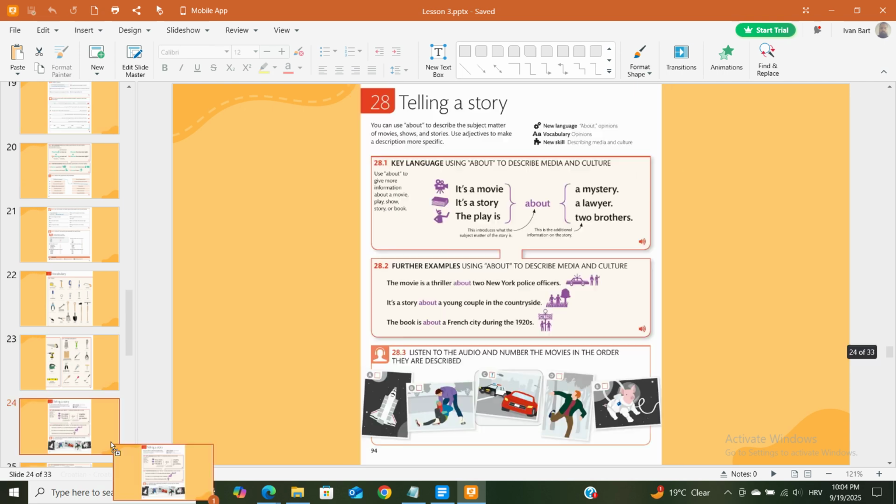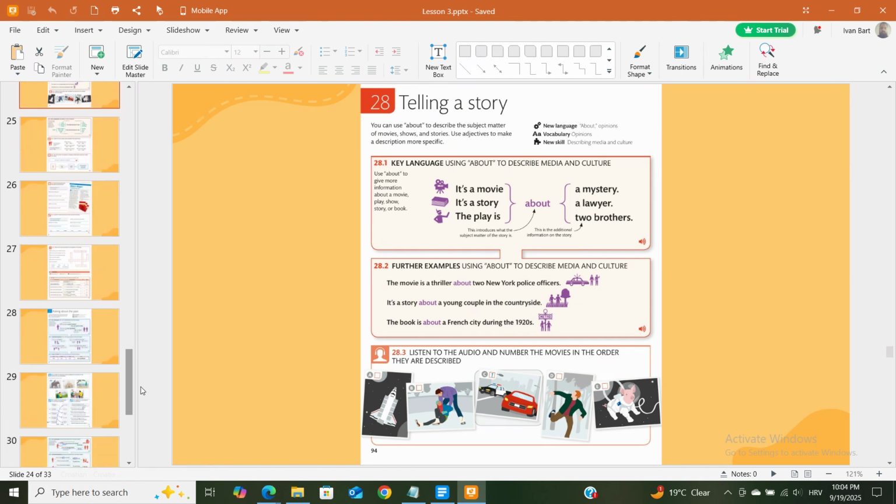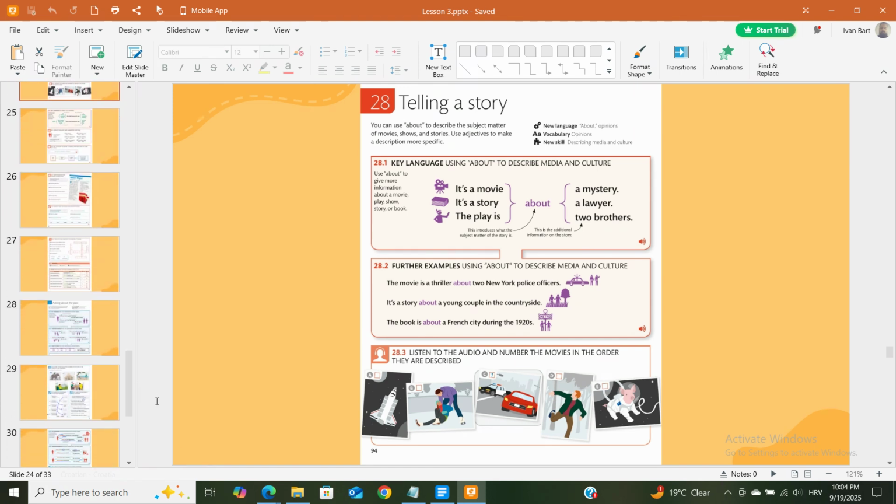28 Telling a story. You can use about to describe the subject matter of movies, shows, and stories. Use adjectives to make a description more specific. New language: about, opinions. Vocabulary: opinions. New skill: describing media and culture. 28.1 Key language: using about to describe media and culture.